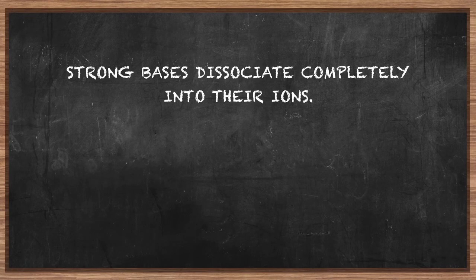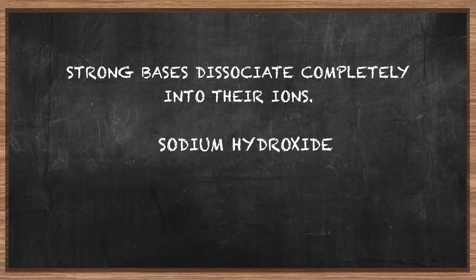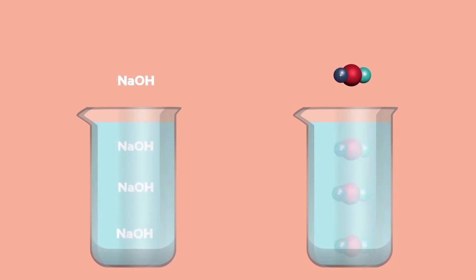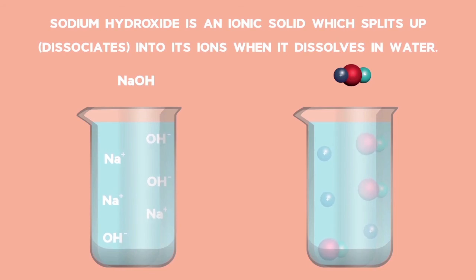Note that sodium hydroxide dissociates in water. Dissociation does not involve the formation of ions. Sodium hydroxide consists of sodium and hydroxide ions. It does not react with water when it dissolves. It simply splits into its ions. Note that all the sodium hydroxide dissociates. For every mole of sodium hydroxide, there will be the same number of moles of hydroxide ions.